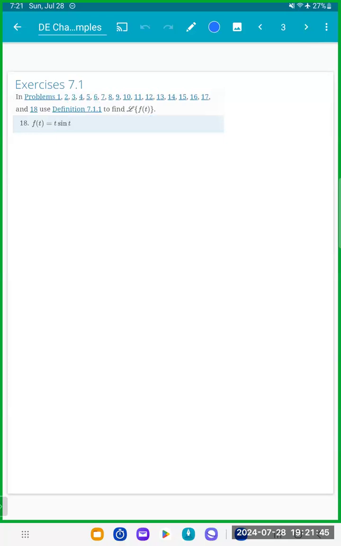Okay. Here is another example of the same kind. So we'll look at that using that same definition 7.1.1. So we have our Laplace transformation is equal to the integral from 0 to infinity of t times sine of t times e to the negative st dt.